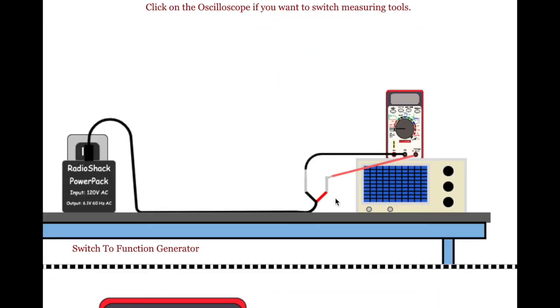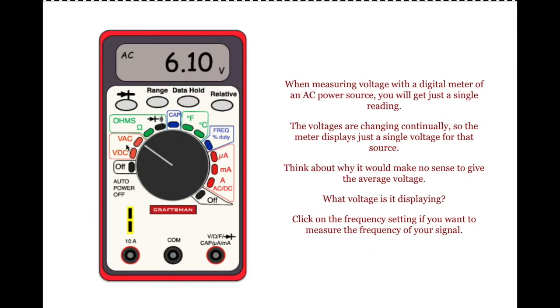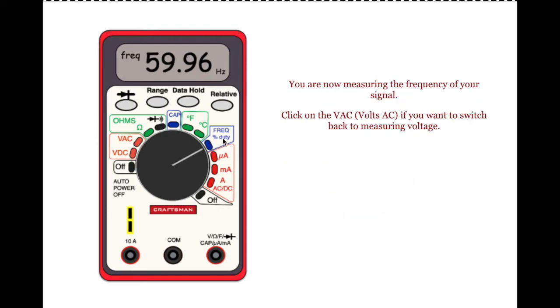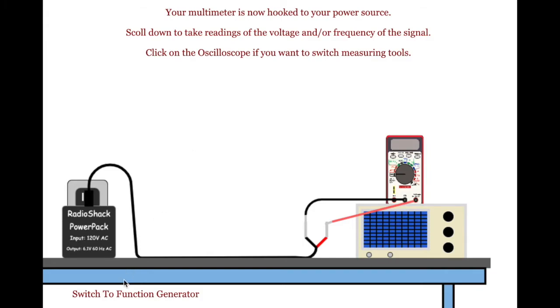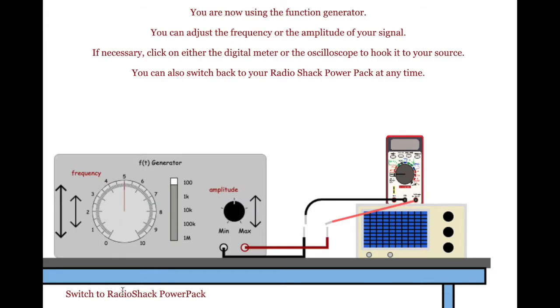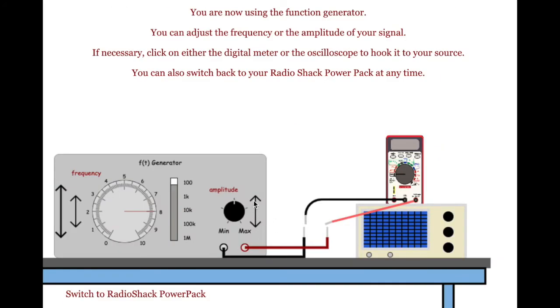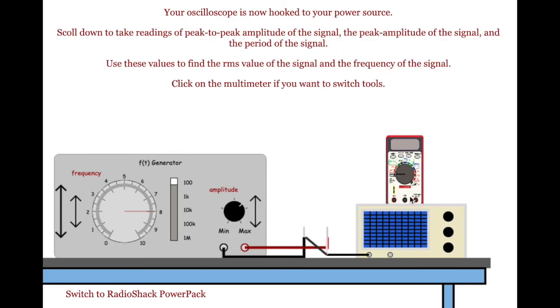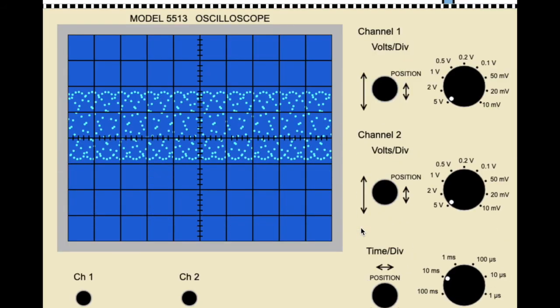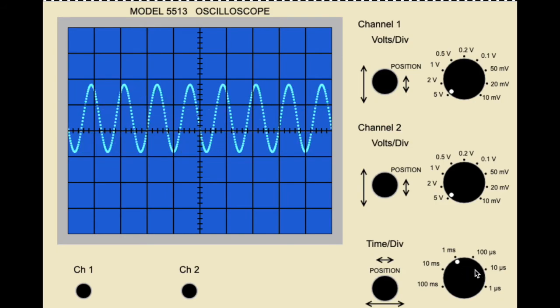When hooked to the multimeter, they can measure volts AC or they can measure frequency. When students are done testing the power pack, they can switch over to a function generator. And with the function generator, they can adjust the frequency. They could adjust the amplitude. They can test it again with the multimeter, or they could test it with the oscilloscope.